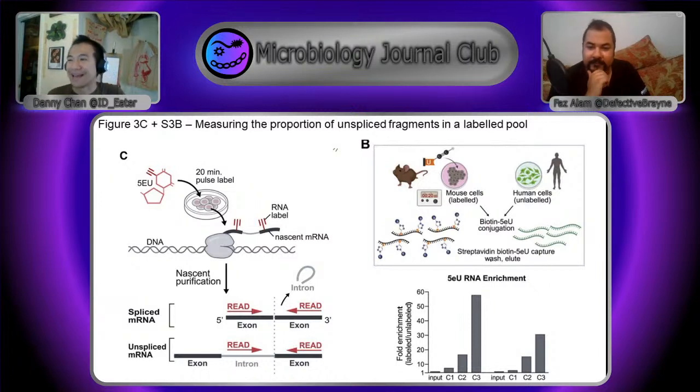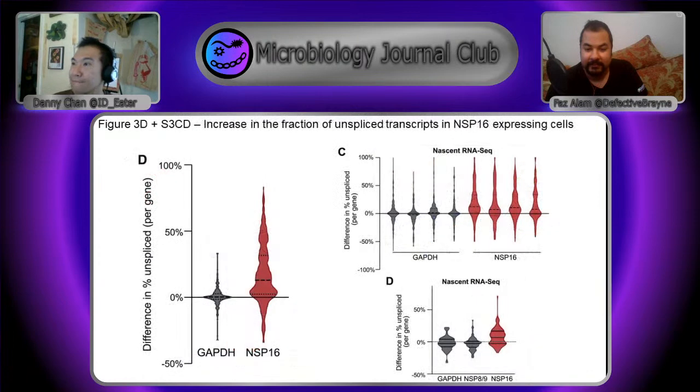Because we know the sequence of the cells that we're working with, we know what the introns and the exon pieces are. So by collecting all the fresh RNA that's being made, they'll be able to measure how much splicing is happening by looking at the sequence. Okay, so they do that in these violin plots.